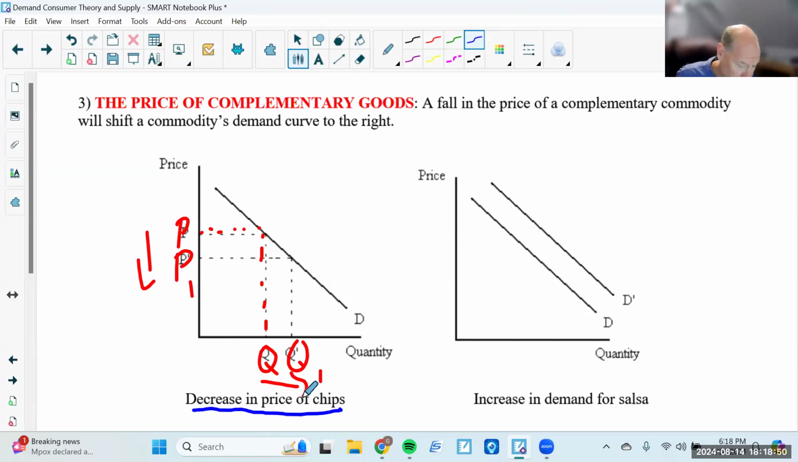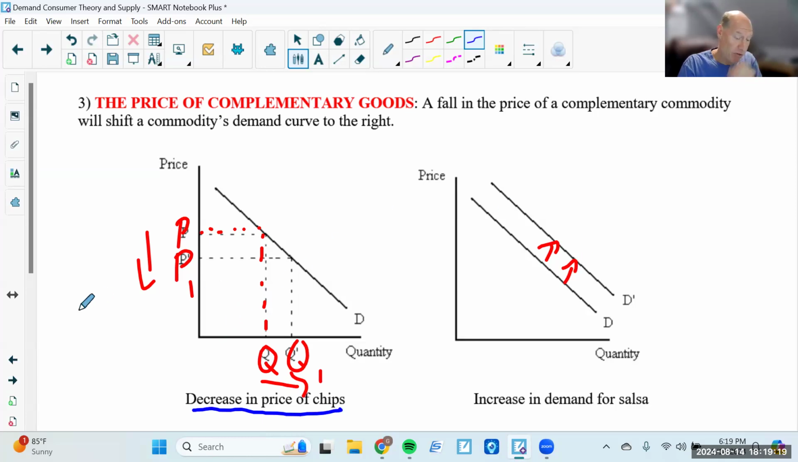So now you've got all these chips in your shopping cart, and now what are you thinking? Oh, I need salsa. It makes you want salsa more, not more salsa. The lower price made you buy more chips, but now that you have the chips, you want salsa more. So that's going to be an increase in the demand for salsa. The price of chips changes the demand for salsa.